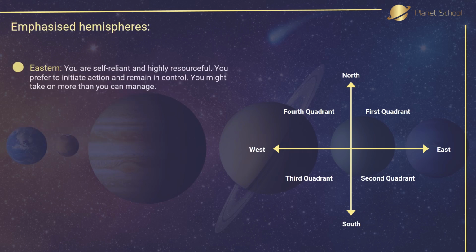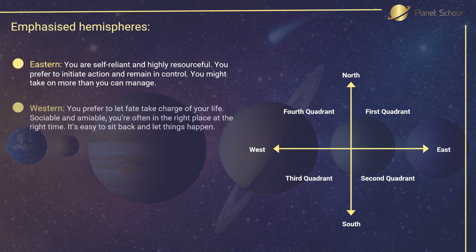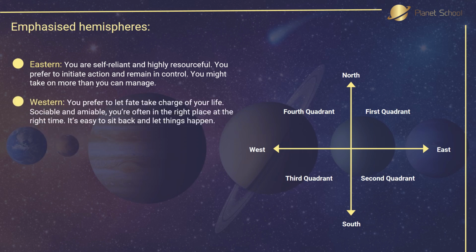Emphasized hemispheres. Eastern. You are self-reliant and highly resourceful. You prefer to initiate action and remain in control. You might take on more than you can manage. Western. You prefer to let fate take charge of your life. Sociable and amiable, you're often in the right place at the right time. It's easy to sit back and let things happen.